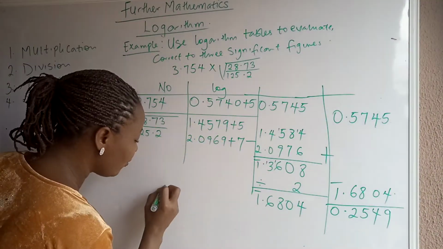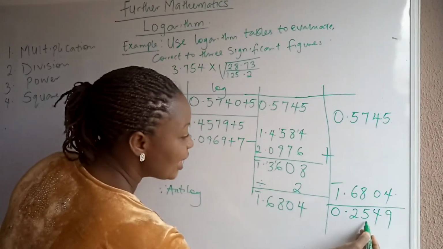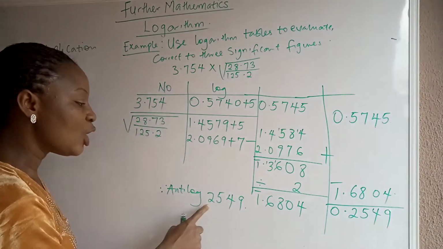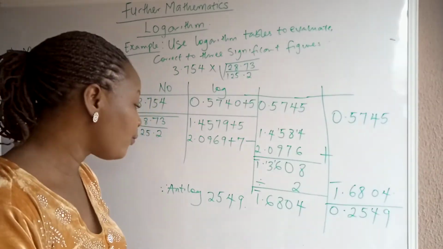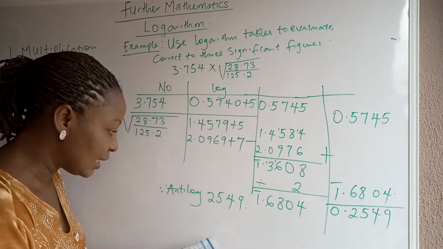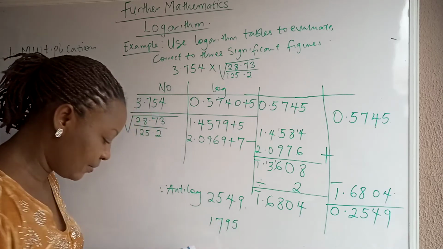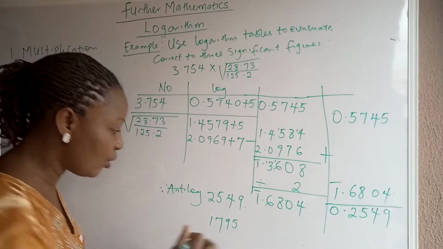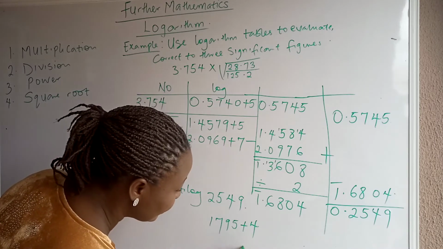So therefore, we will now look for the antilog. Antilog of 25 under 4, then difference 9. We'll pick our antilog book and look for the antilog of 25 under 4. That's 1795. Then difference 9. Difference 9 is 4. That's plus 4. 4 plus 5 is 9.